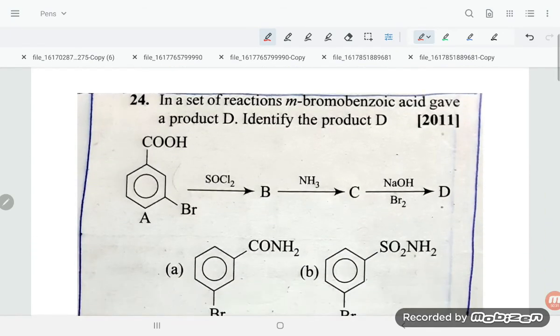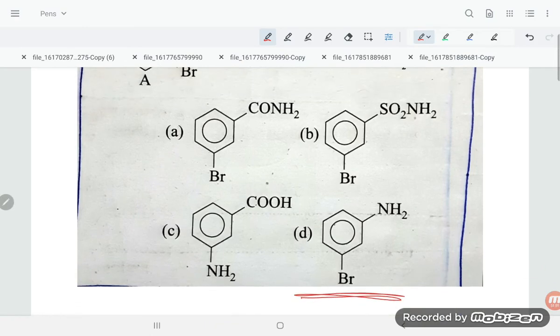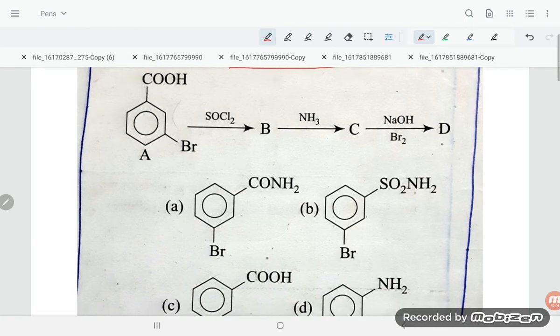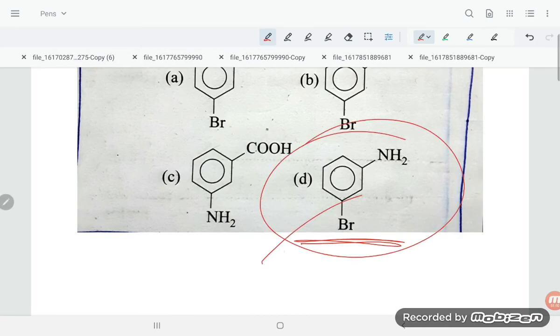Next one. In a set of reactions meta-bromobenzoic acid gives a product D. Identify the product. First of all, you are treating with SOCl2, so it will give acid chloride. Then you are treating with ammonia, so it will give amide. Then you are putting Hofmann bromamide, so it will give aniline. So directly, if you are writing the answer, it will be NH2 and Br. This will be our answer, students.